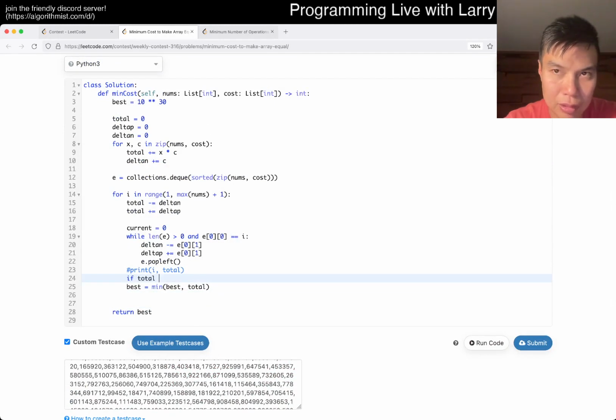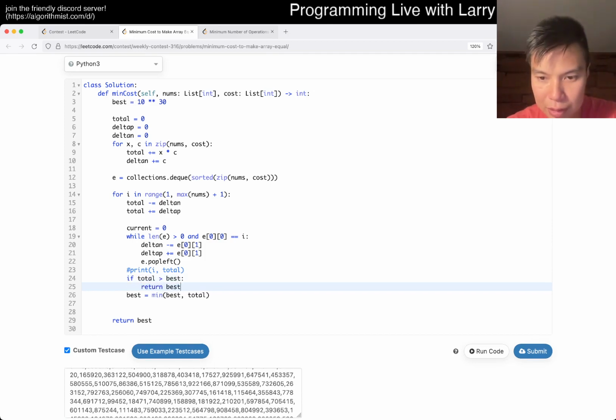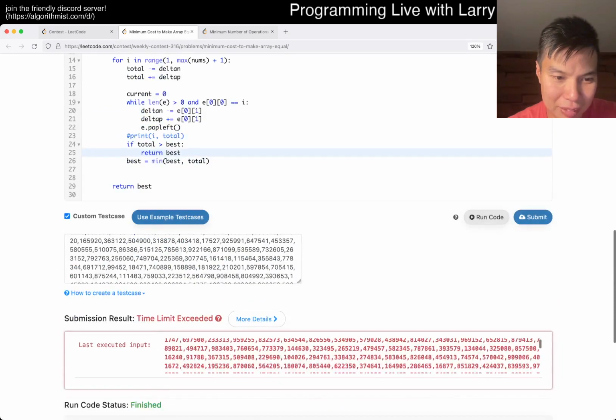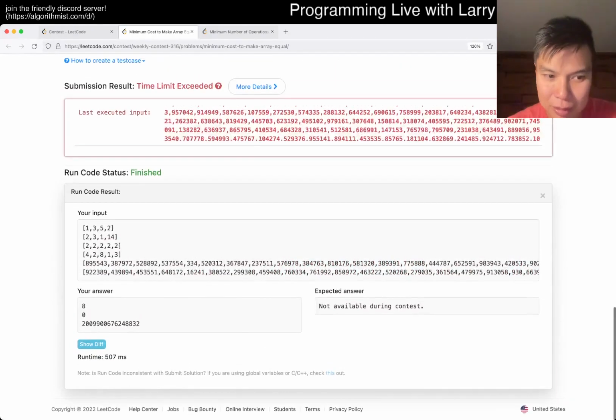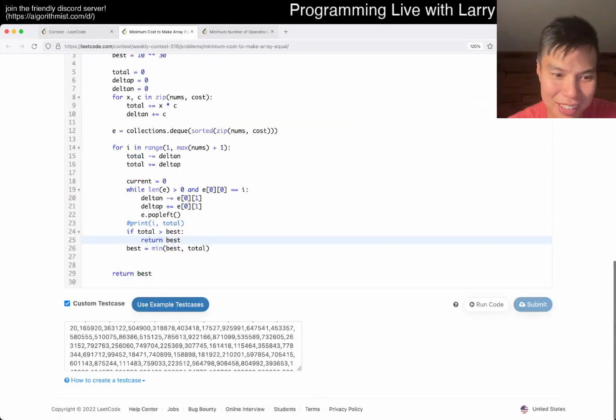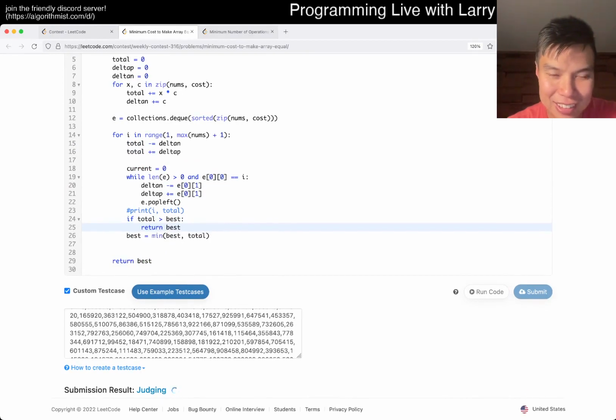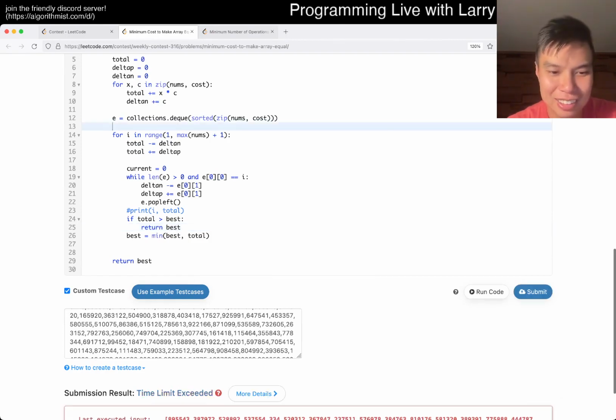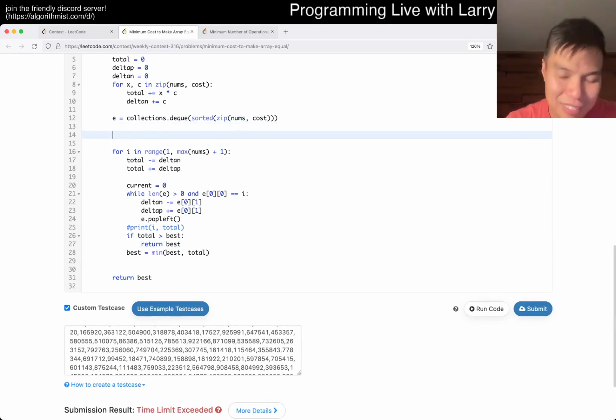If total is greater than best, we return best. But that'll make it twice as fast, I suppose. Is twice as fast enough? I'm just lazy to write the ternary search. Fine, we'll write the ternary search. Can we binary search? I don't know. Can we ternary search? I guess. This is just being silly.